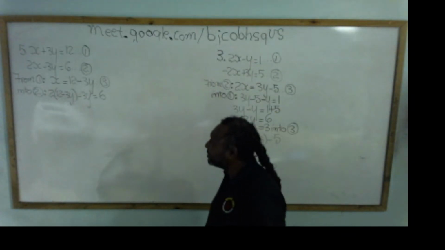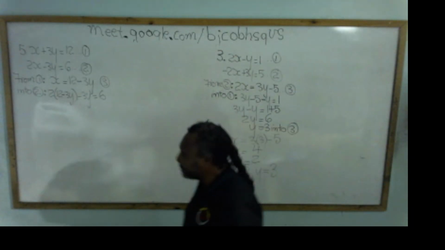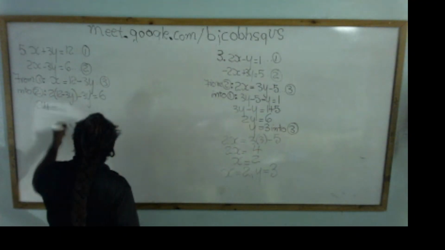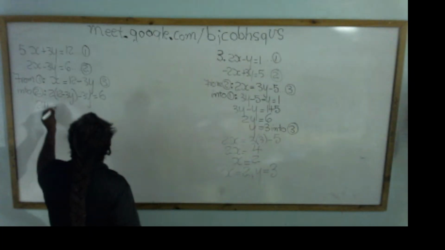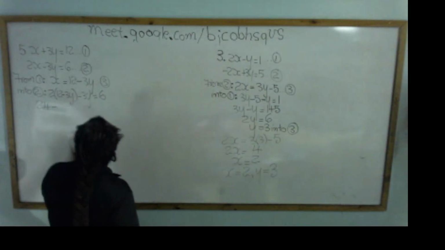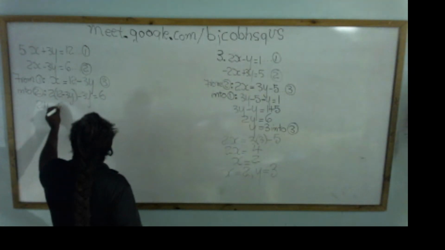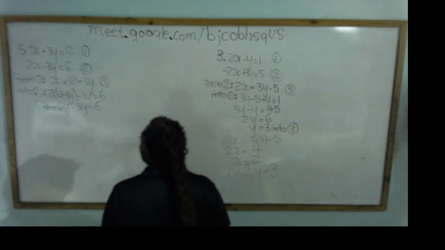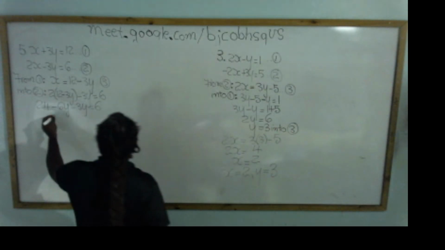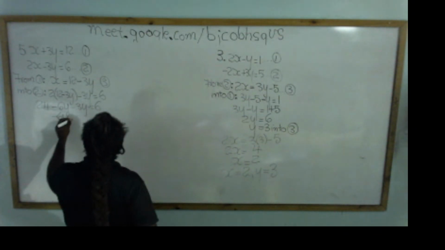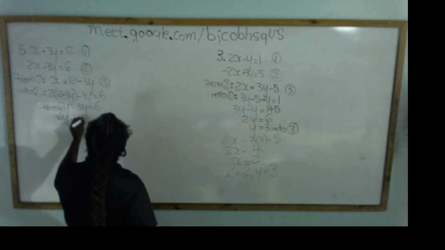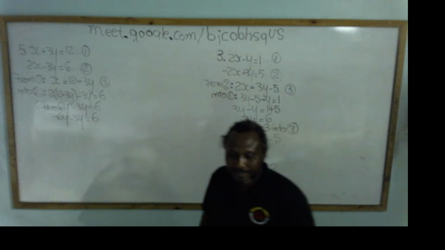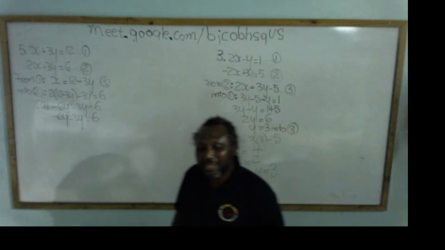So what do we say? 2 times 12 is 24, minus 2 times 3y, which is 6y, minus 3y is equal to 6. So what do we have? 24 minus 6y minus 3y is equal to 6. How do we eliminate that 24?